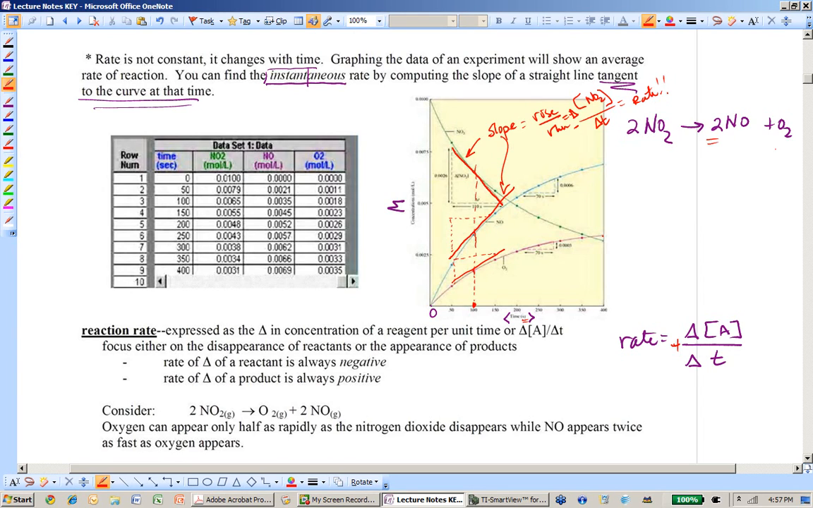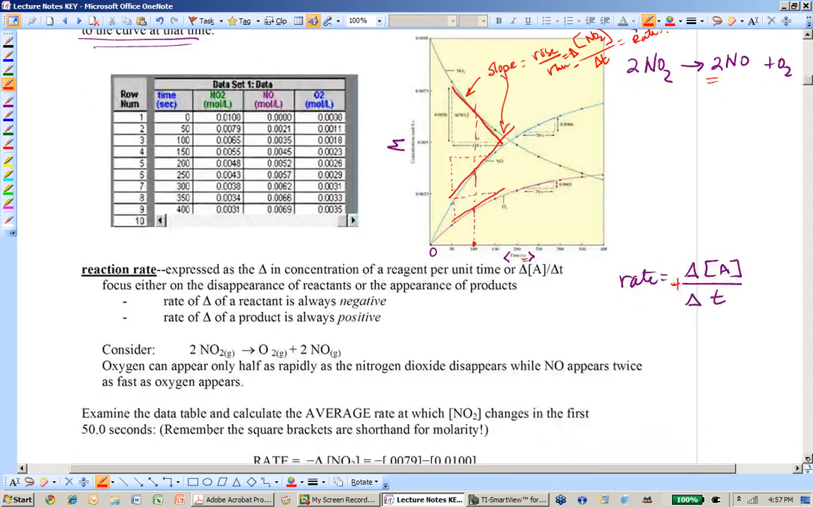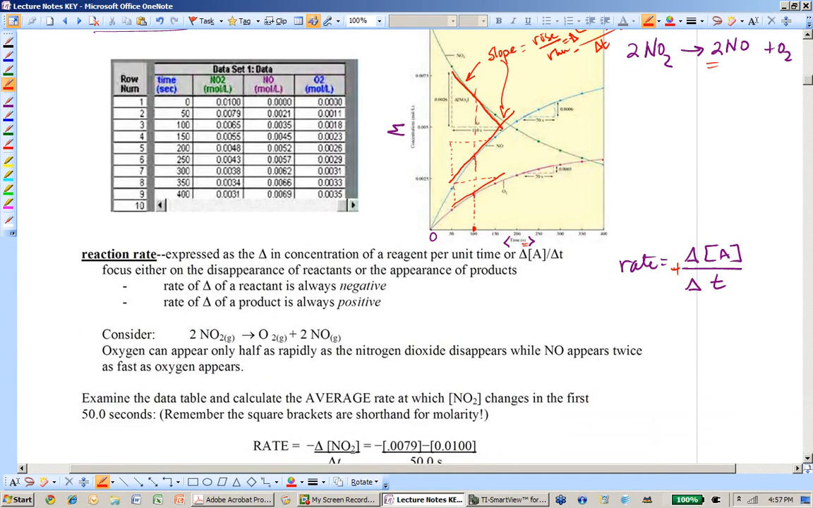Note that these two lines, the oxygen line and the NO line, are not equivalent. Note they do not have the same coefficient. Stoichiometry matters. I know that shocks you. So what we're really saying is oxygen, as you can see by the purple line on this graph right here, can appear only half as rapidly as the nitrogen dioxide disappears, while NO is appearing twice as fast as oxygen disappears. In other words, you have to respect the stoichiometry.